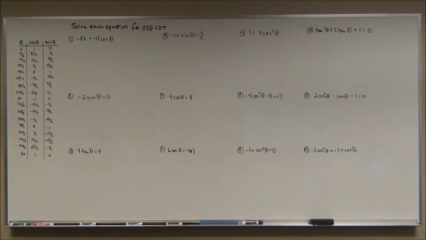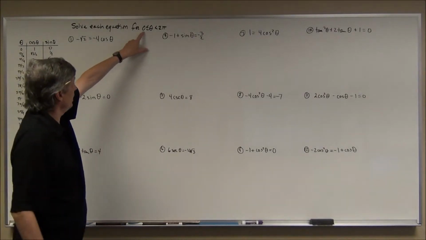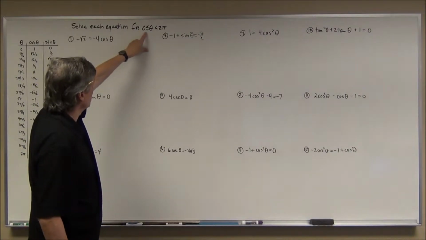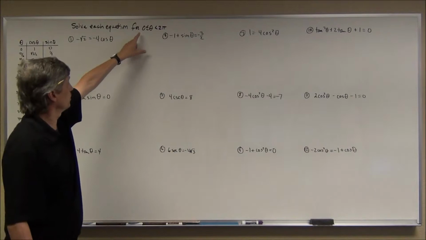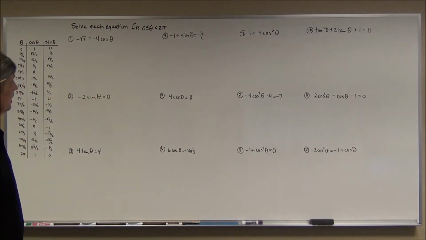Okay, we're back to looking at some equations. And again, you may see that over on the left, I went ahead and drew out the table. Notice my angles this time are in radians because the directions said solve each equation for theta between 0 and 2 pi, including 0 but not 2 pi. That's a tip-off. They want the answer in radians. If they say between 0 and 360 degrees, they want it in degrees.